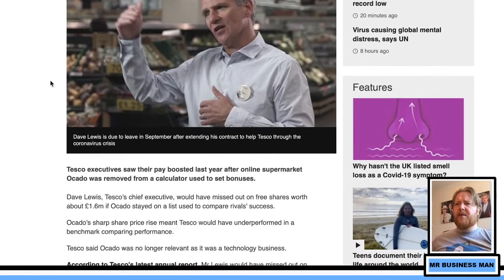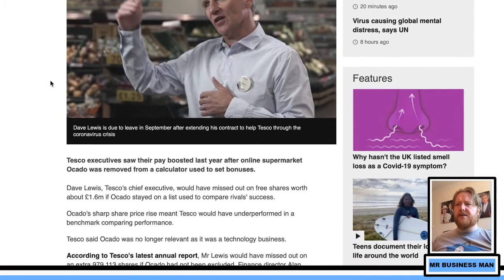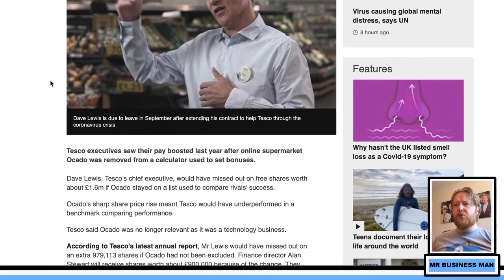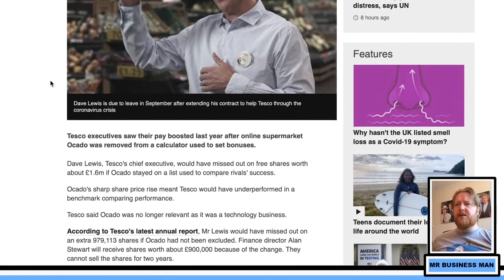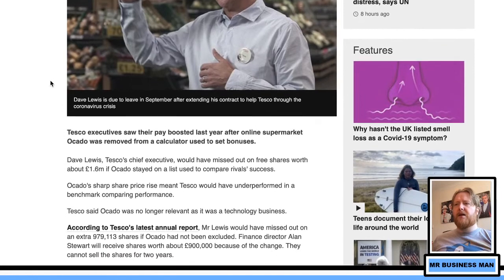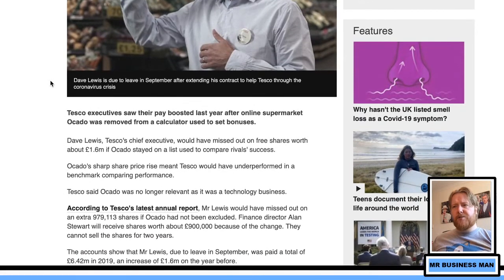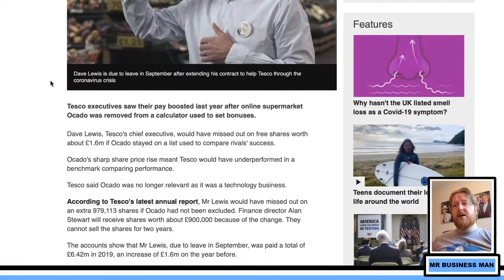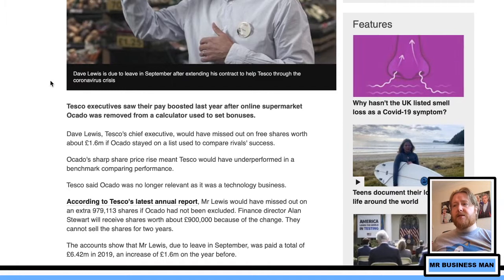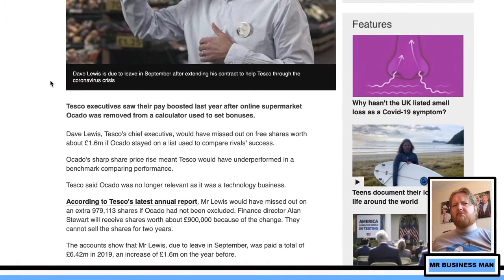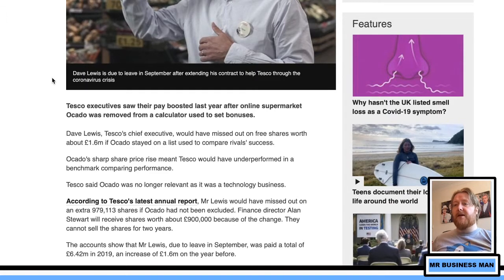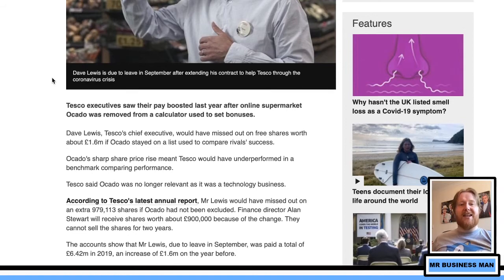Tesco executives saw their pay boosted last year after online supermarket Ocado was removed from a calculator used to set bonuses. Dave Lewis, Tesco's chief executive, would have missed out on free shares worth 1.6 million if Ocado stayed on the list used to compare Tesco's success. Ocado's sharp share price meant Tesco would have underperformed in a benchmark comparing performance. Tesco said Ocado was no longer relevant as it was a technology business. Not really. Kind of. I mean, it is an autonomous production line. Fair play on that regard, but it sounds like they're just trying to find a way of giving themselves more bonuses.